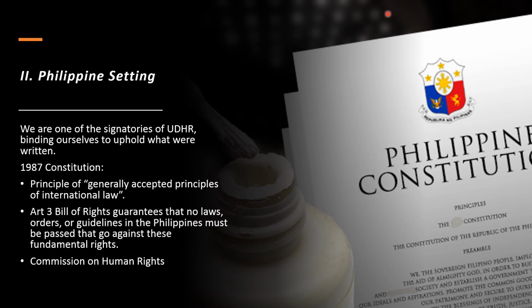And then aside from that, parallel provisions found in the Philippine Constitution would be those found in Article 3, the Bill of Rights, that guarantees that no laws, orders, or guidelines in the Philippines must be passed that go against these fundamental rights. And we have also established the Commission on Human Rights.